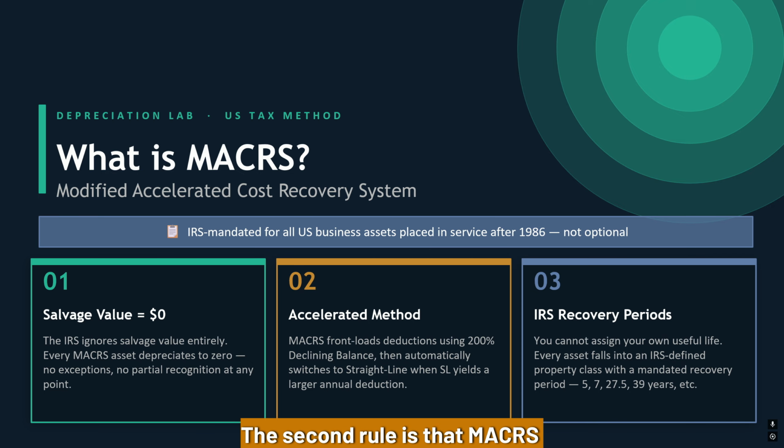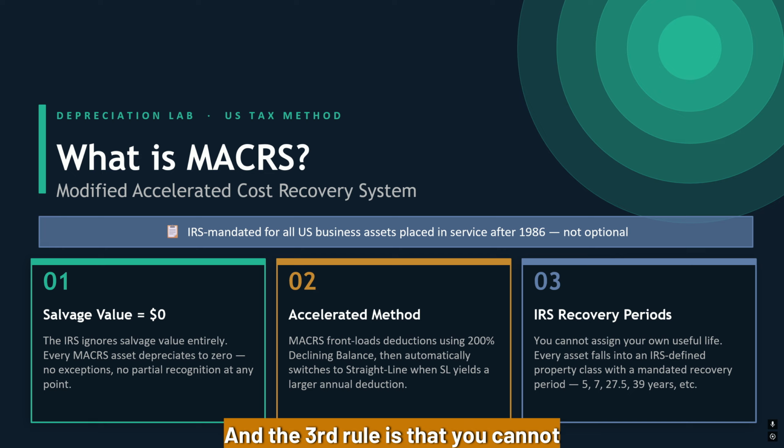The second rule is that MACRS is an accelerated method. What that means for your tax return is that you get a heavier deduction in earlier years of the asset's life and a smaller deduction in later years. This front loading of deduction is deliberate. It gives a business a larger tax shield right when they have just made a capital investment.